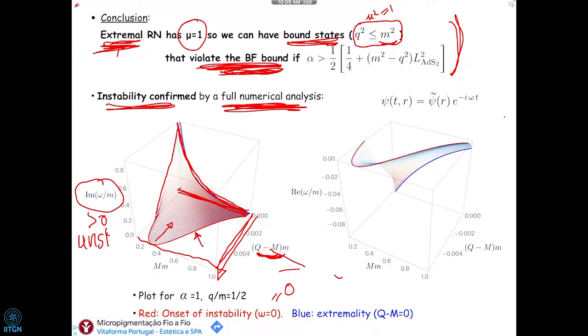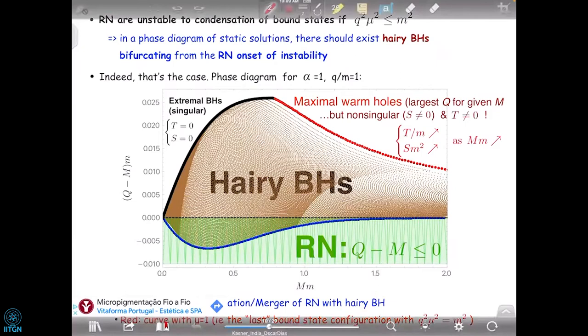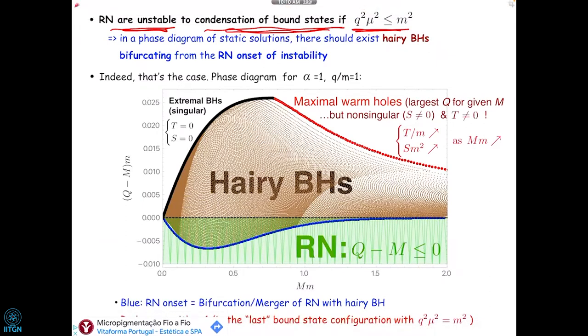Okay. Now, the next thing that I want to consider is, okay, very well, I just found that Reissner-Nordström is unstable to condensation of scalar field bound states if this condition is satisfied. This means that by back-reacting this linear solution to higher orders in perturbation theory, I should be able to construct a full nonlinear solution that keeps this scalar field.